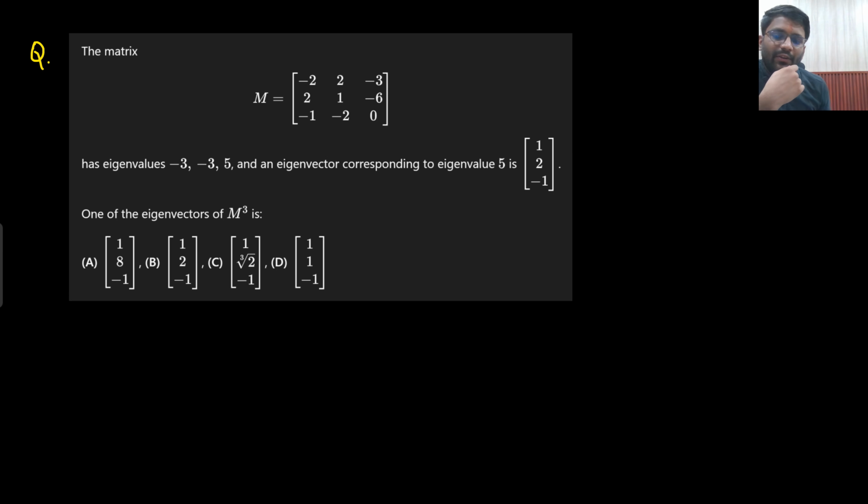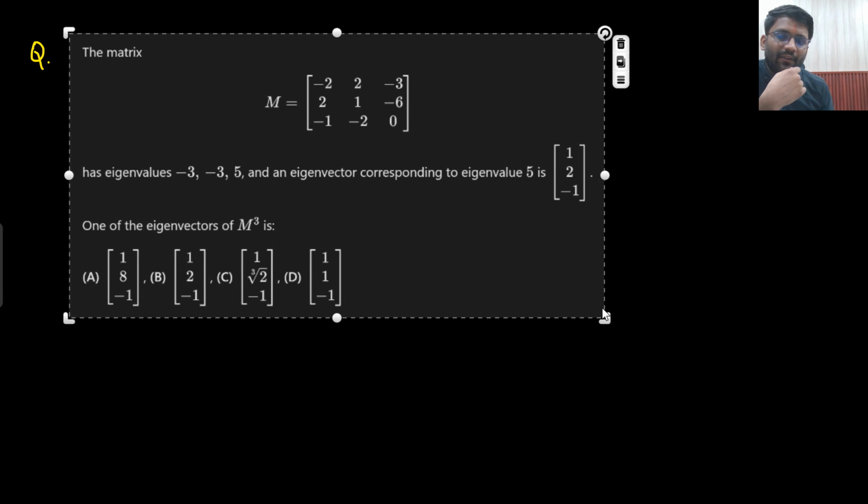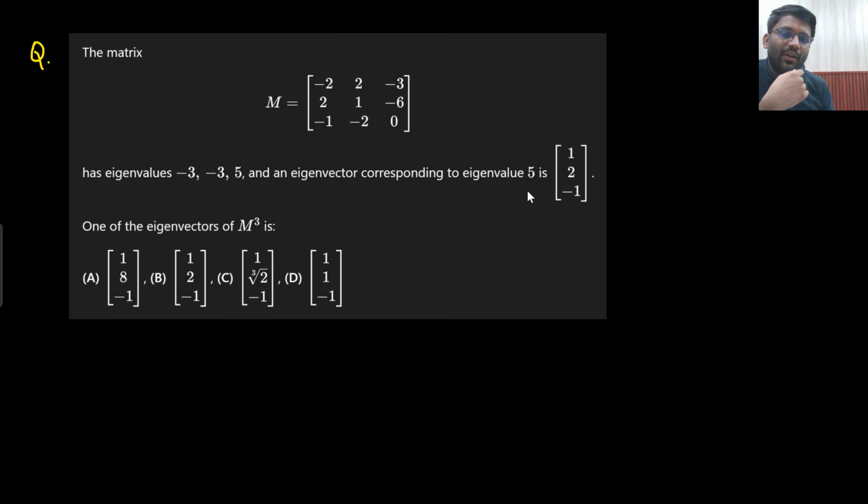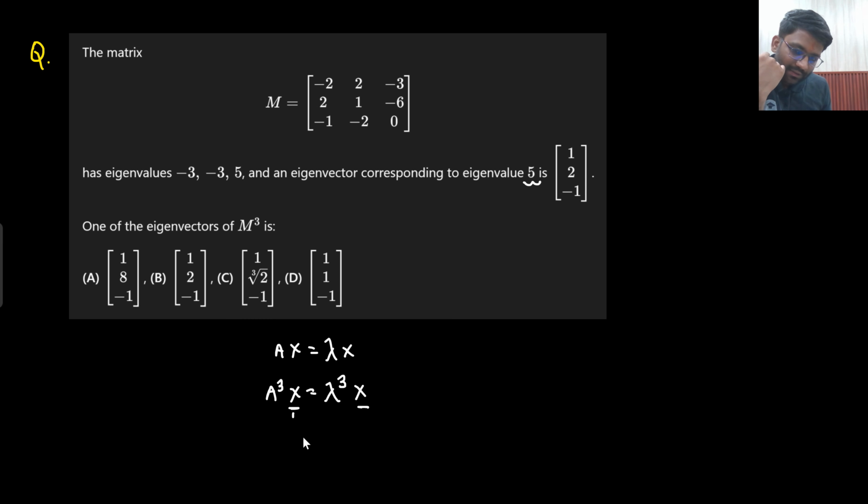This matrix has 3 eigenvalues, which are -3, 3 and 5. And the eigenvector corresponding to eigenvalue 5 is 1, 2 and -1. Which one of the options is an eigenvector of M cube? Basically, which of these options is one of the eigenvectors of M cube? Do you remember one thing? If Ax equals lambda x, then for A cube the eigenvector does not change.